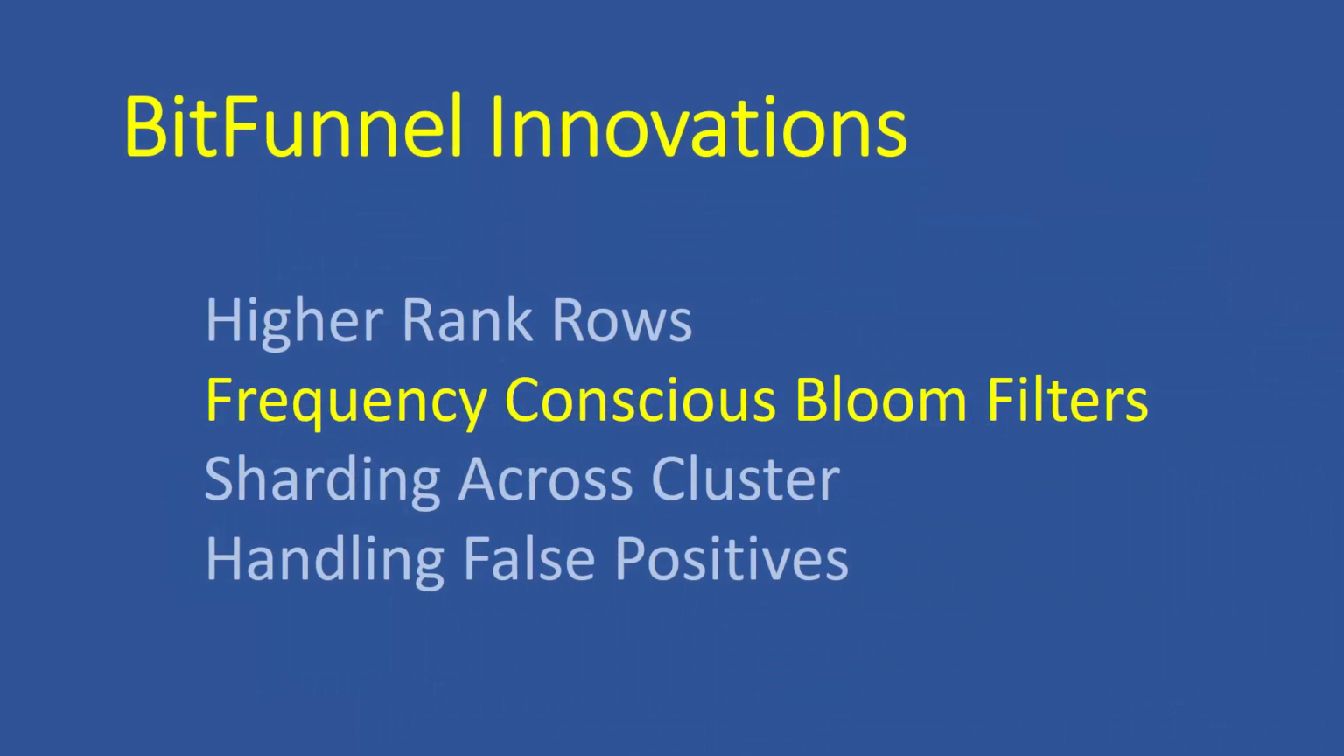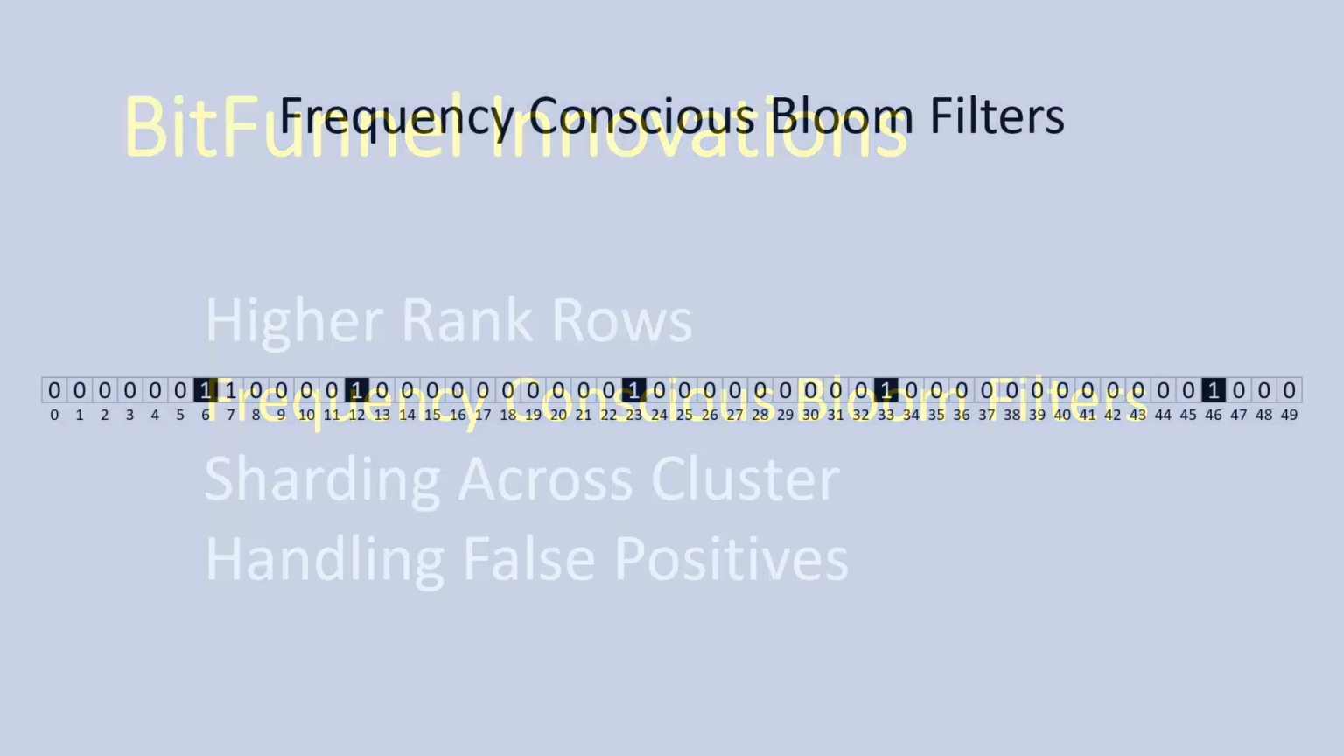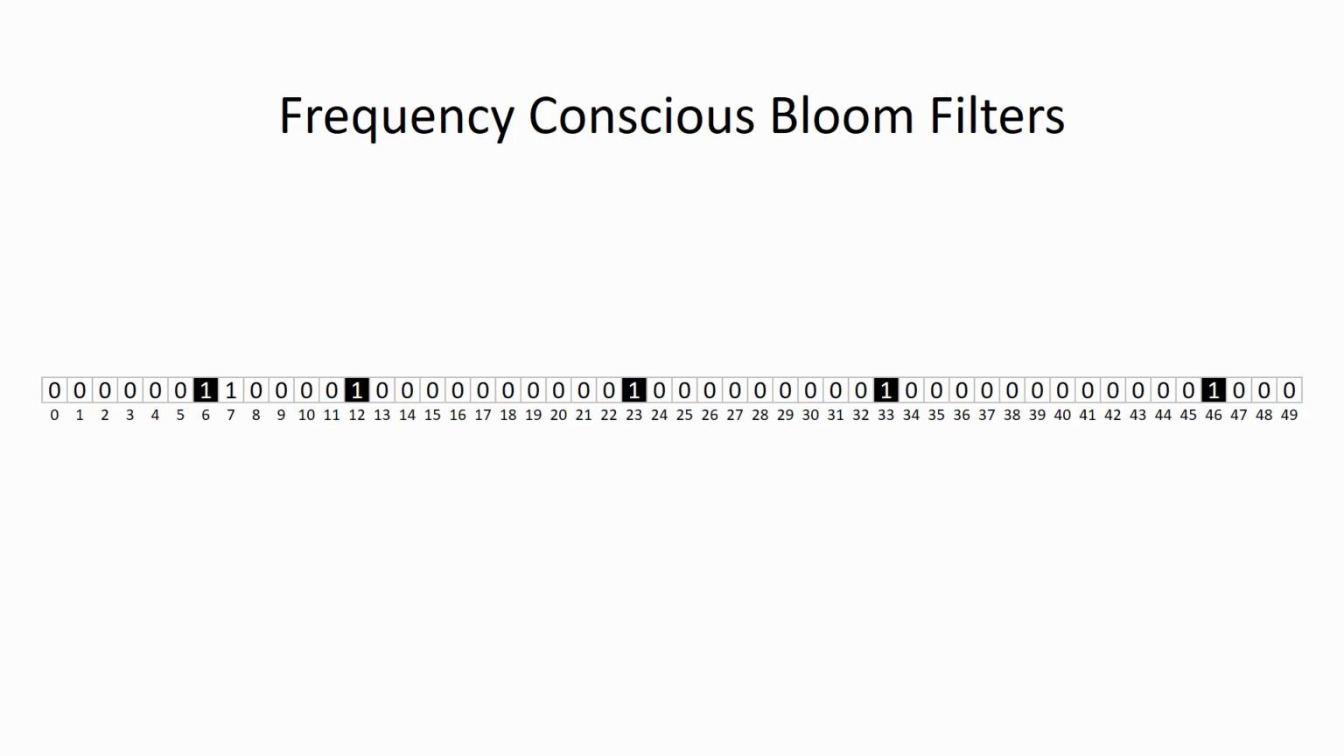Higher rank rows speed up searching, but we're still leaving money on the table because traditional Bloom filters waste space when used to represent terms with a Zipf-ian frequency distribution. BitFunnel uses frequency-conscious Bloom filters to reduce memory consumption. Consider this Bloom filter which has a 10% bit density. I'm depicting it here as a row, but it actually corresponds to a column in the rotated bit-sliced index.